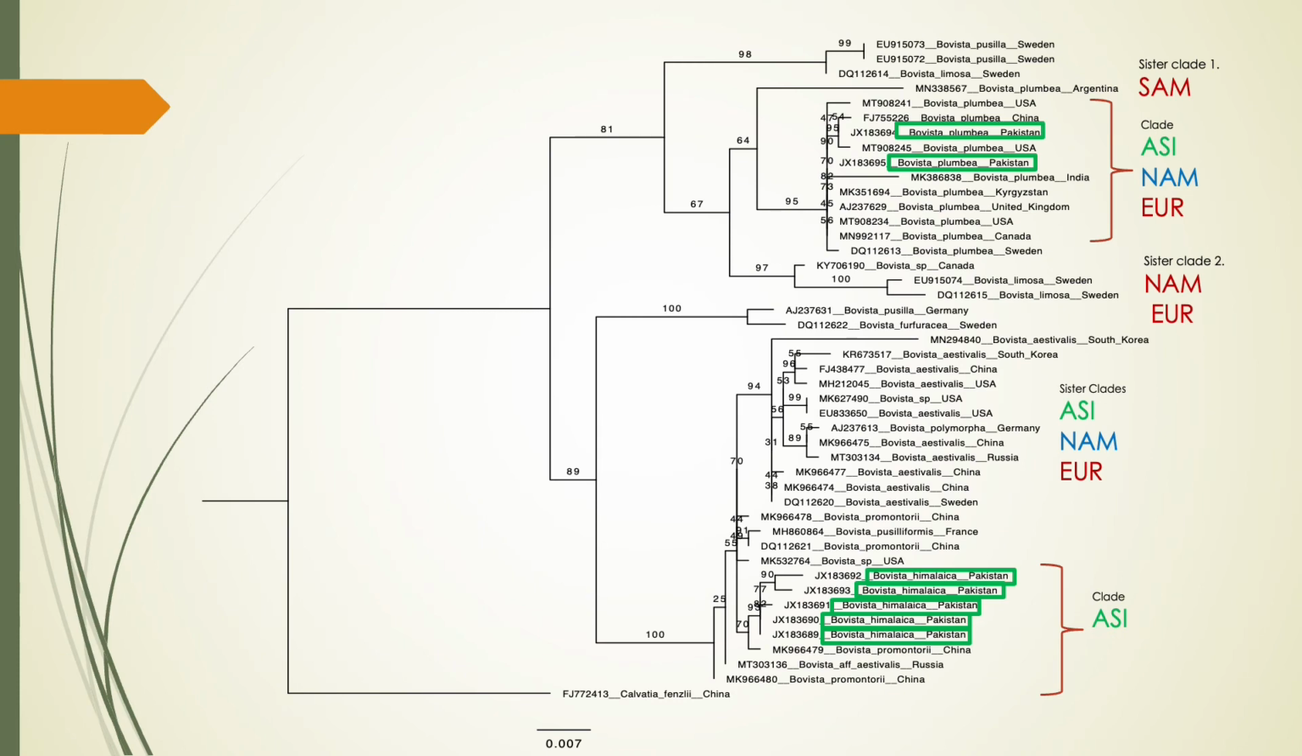To compare the global distribution of genus Bovista, we can see Bovista plumbea from Pakistan forming a clade with Asian, North American and European taxa, with a sister clade in South America and a second sister clade showing distribution in North America and Europe. Similarly, we can see Bovista himalaica from Pakistan forming an Asia-only clade with a sister clade showing distribution in Asia, North America and Europe.